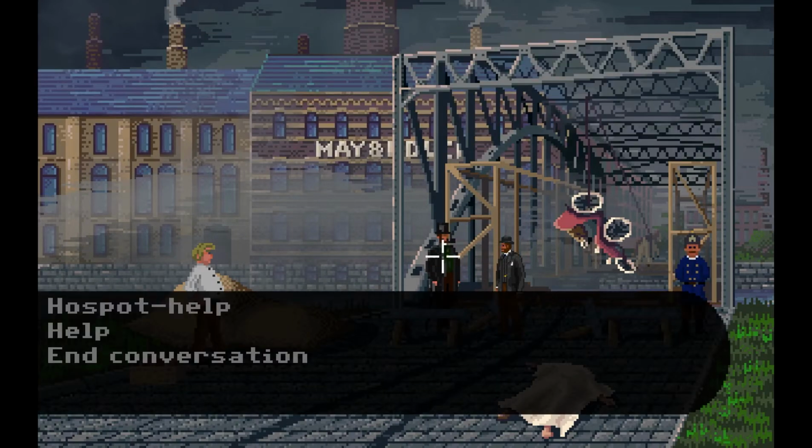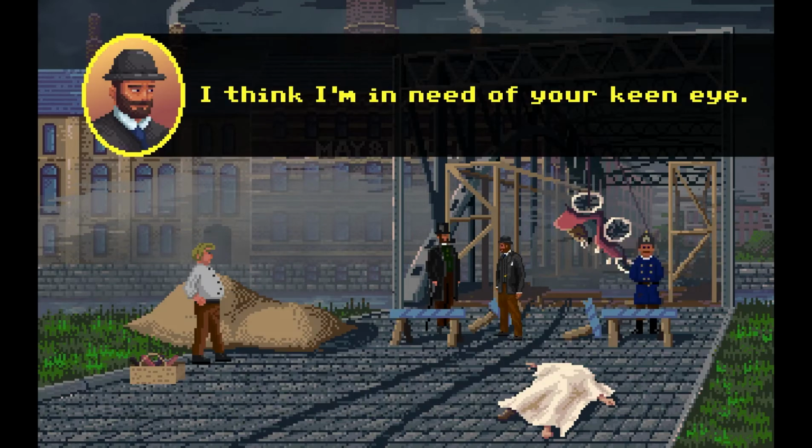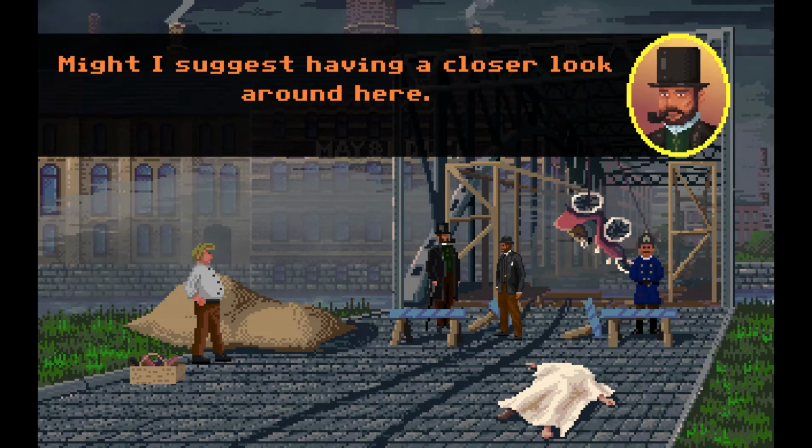Kommissar Kreiser. Hotspot help. Ich glaube, ich brauche Ihr scharfes Auge. Hier sollten Sie einmal genauer hinschauen.